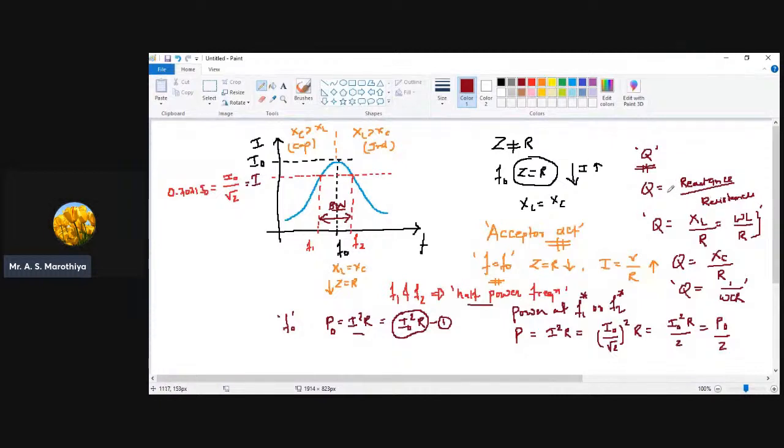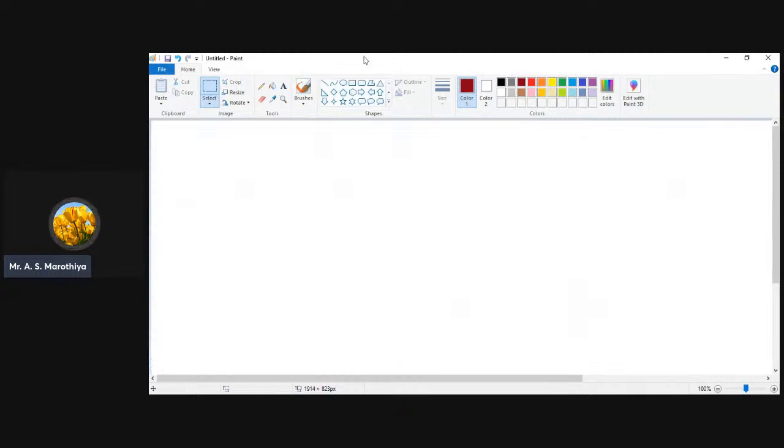This is very important. So finally, what do we conclude? We conclude that in case of series RLC circuit, the net impedance of the circuit is going to be equal to R, which is the minimum possible value. Hence, the current at resonance is going to be V by R, which is the maximum possible value. Then the power factor of the circuit is going to be 1, which is nothing but unity.